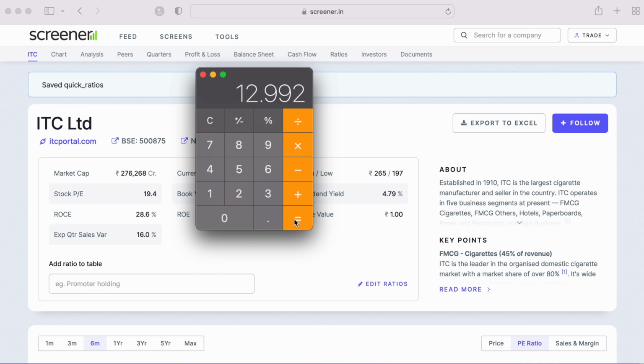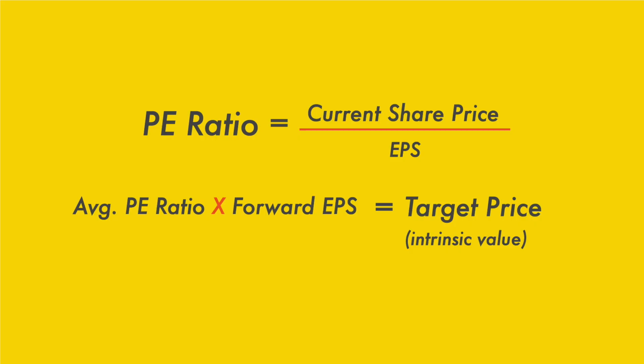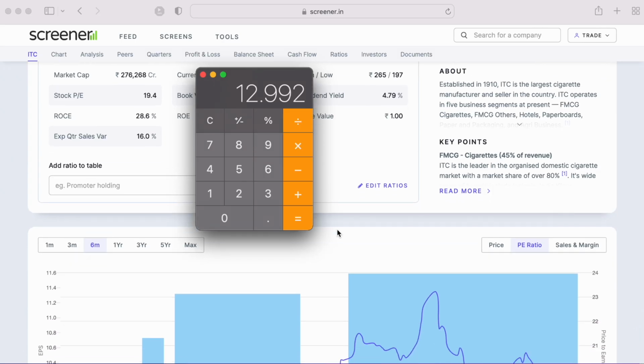Once we have this, we have to multiply this by the PE ratio. Why do we use the PE ratio? We covered in the last video, the ratios video, where we saw that the PE ratio's formula is current share price divided by EPS. Now, if we assume a growth rate of EPS and multiply it by the average PE of a company, we get the target price or intrinsic value of the company. So the procedure is very simple.